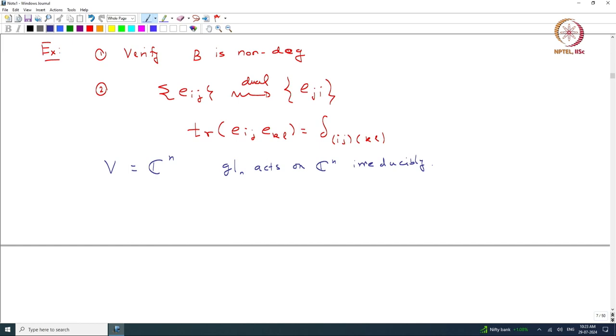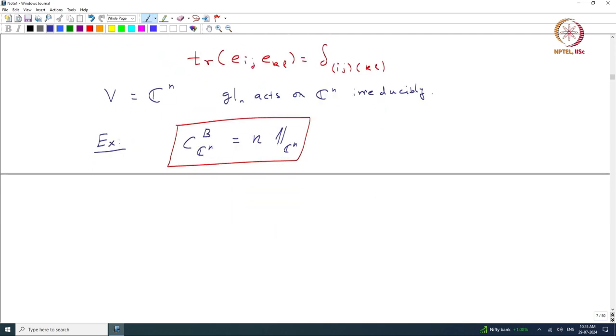Okay, so I will leave it to you to check. If we take this Casimir element with respect to this trace form on this representation C^N, this is going to be N times identity on C^N. Okay, so this is what we get. We already know from Schur's lemma this must act as a scalar, so it's not that hard to prove that this is indeed the identity.